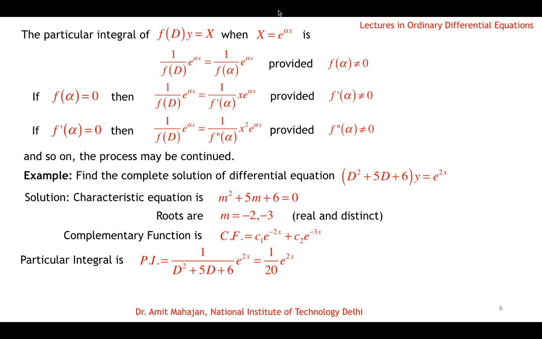And the first result says if the function is exponential, then we try and substitute d as alpha. Alpha is 2 here, so if we put d as 2 here and it is non-zero, it becomes the particular integral. If we put d as 2, it is 4 plus 10 plus 6, so it is 20. So 1 by 20 e power 2x, and because this is a non-zero denominator, it becomes the particular integral, and the complete solution or general solution of this differential equation is complementary function plus particular integral. So we can write the complete solution as c1 e power minus 2x plus c2 e power minus 3x plus 1 by 20 e power 2x. So this becomes the general solution.